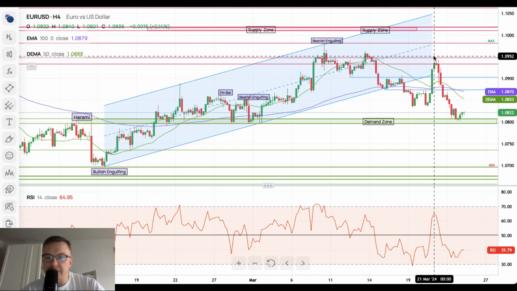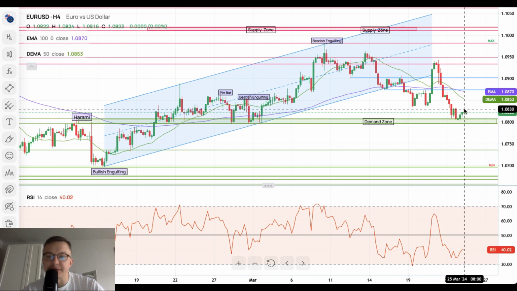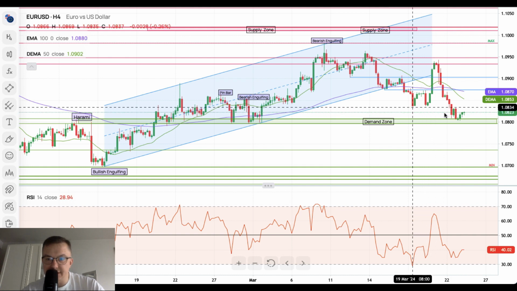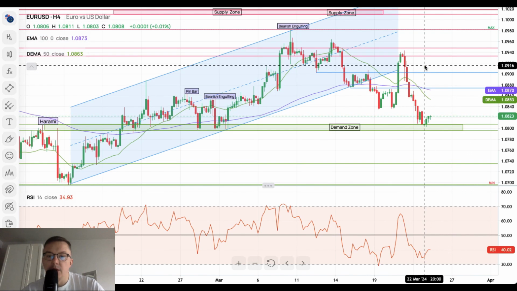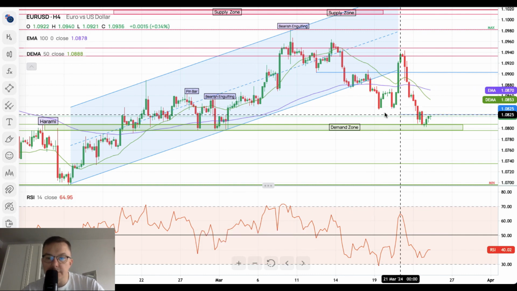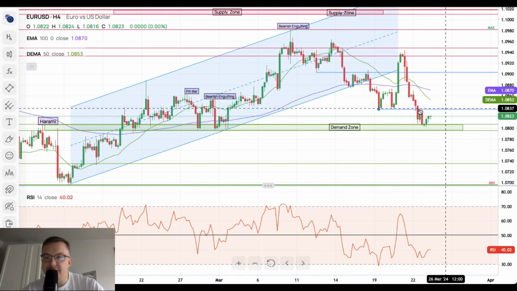Euro-dollar 4-hour chart is showing us the deterioration towards the demand zone again, and the lower line of the demand zone is 1.0795. The market hit this level and slightly bounced, as you can see, towards the intraday technical resistance located at 1.0835. So this is the situation on the euro dollar. We are now moving somewhere around this level here, 1.0835. That's the intraday technical resistance.